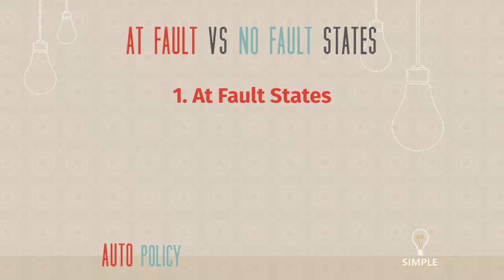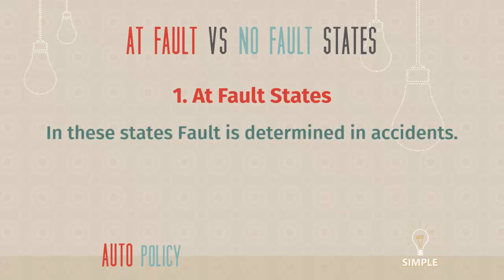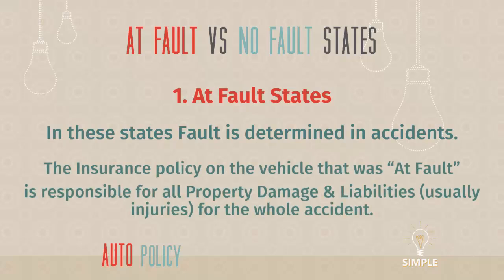This is the kind of coverage that's been around for the longest, and it's what a lot of states have. In these states, fault is determined in accidents. So when you're in an accident, the police come out and they take a look at the situation and decide whose fault the accident was, and that's a driver in how the insurance claim goes on from there. The insurance policy on the vehicle that was at fault is responsible for all property damage and liabilities, which generally tend to be injuries, for the whole accident.